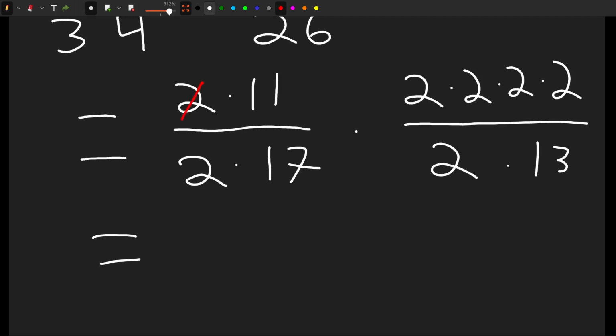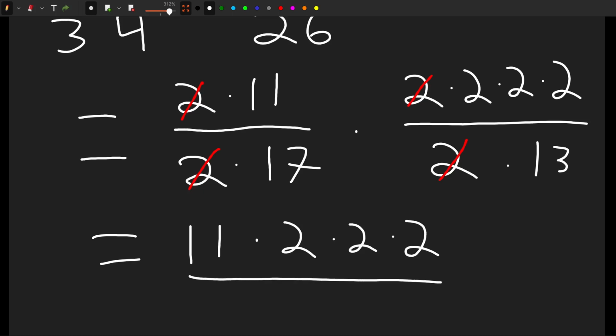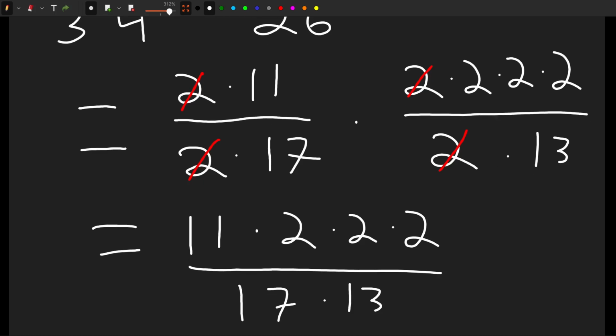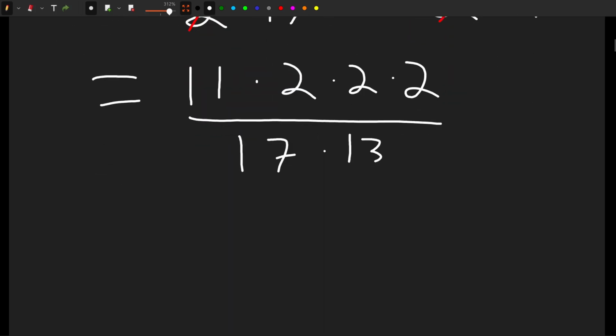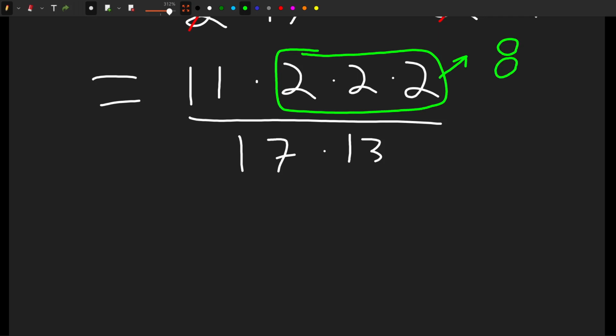And so here, on the top and the bottom here, a 2 cancels out, and on the top and the bottom here, 2 cancels out, and I am left with 11 times 2 times 2 times 2. And then on the bottom, I'm left with 17 times 13. Keep in mind that 2 times 2 times 2 here, this is 8. And so 11 times 8, in this case, would be 88.